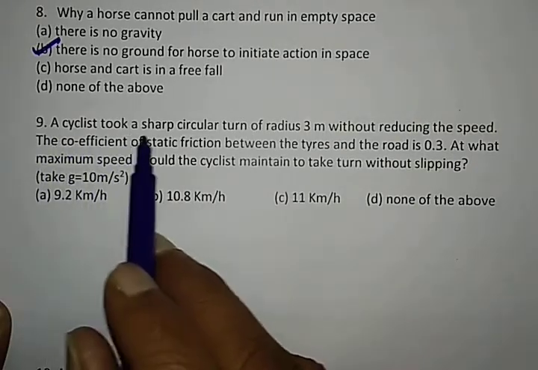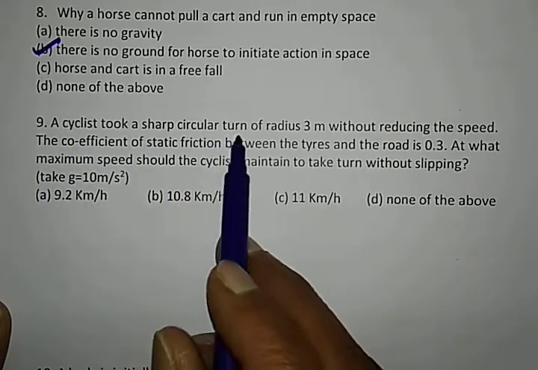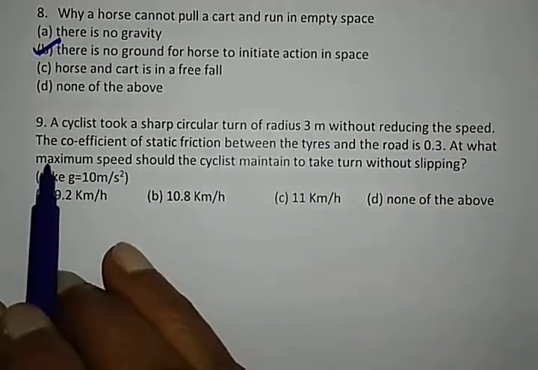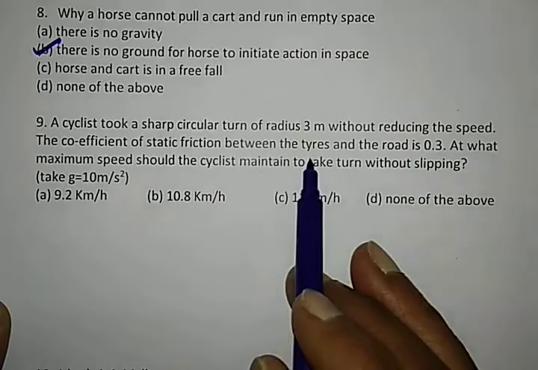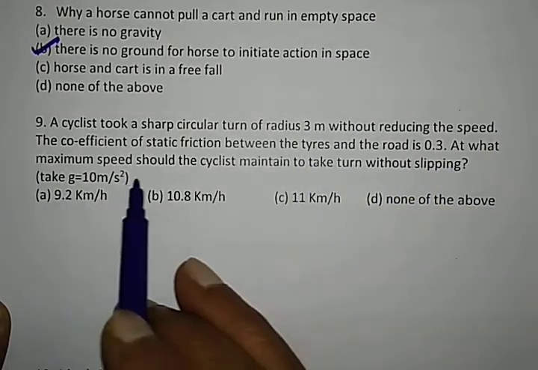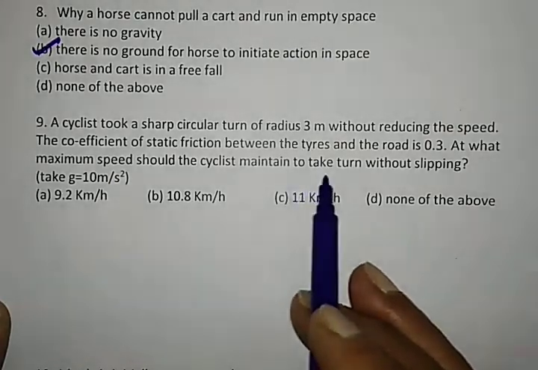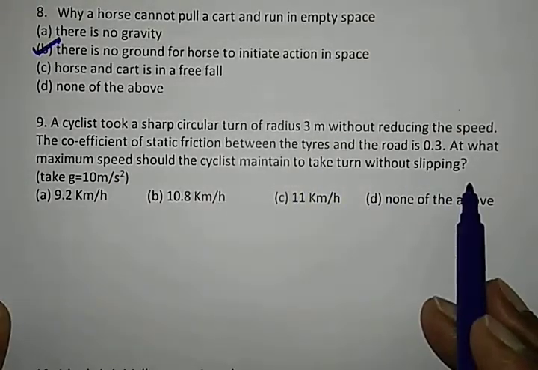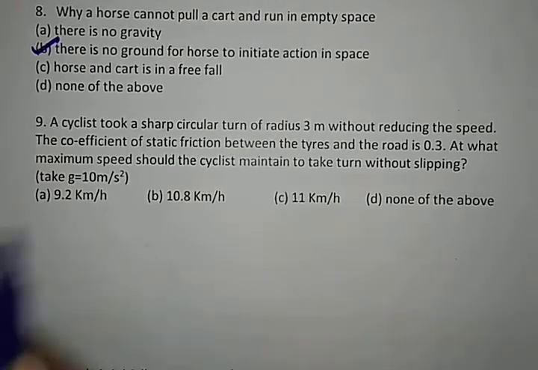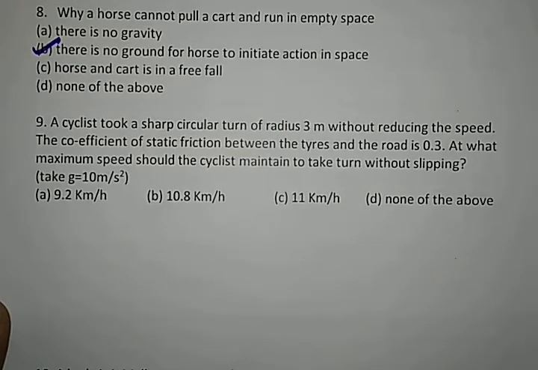A cyclist took a sharp circular turn of radius 3 meters without reducing the speed. The coefficient of static friction between the tires and the road is 0.3. At what maximum speed should the cyclist maintain to take the turn without slipping? Consider g as 10 meters per second square for easy calculation.